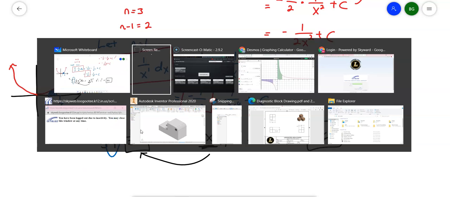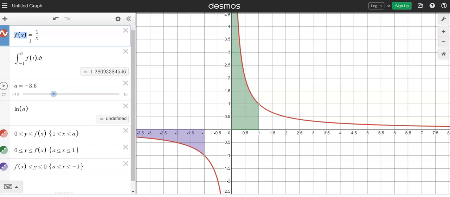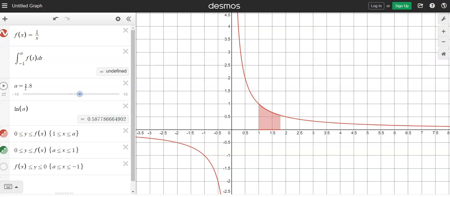So let's go over to Desmos. You can see I've got 1 over x as my function here. Let me turn off my inequalities. All we're going to do is find the area under this curve from 1 to a, from 1 to some number. Let's start off with a being positive. And what we should notice is if I'm going from 1 to 2, that's exactly the area under there.